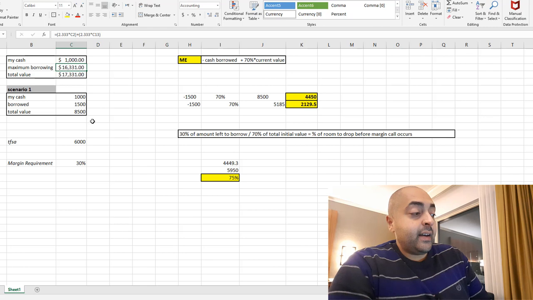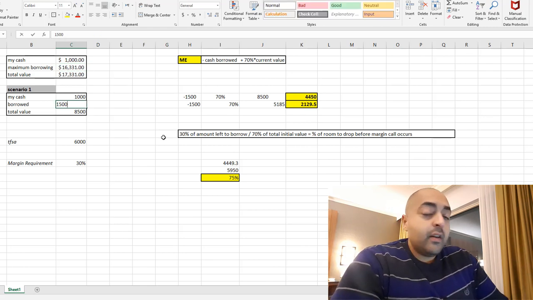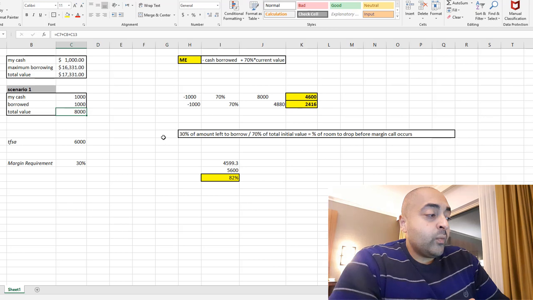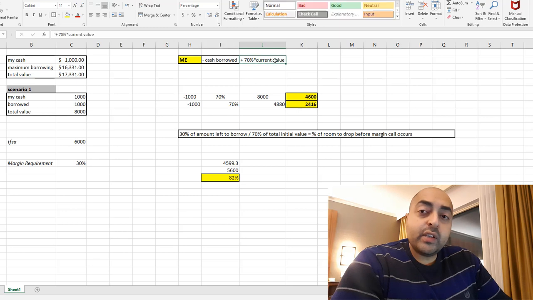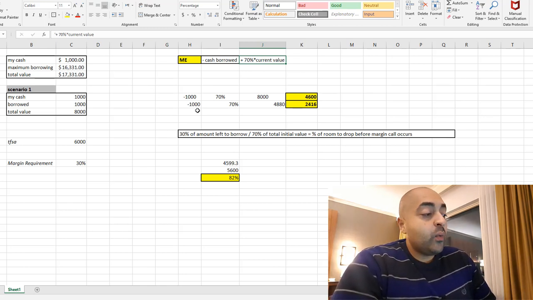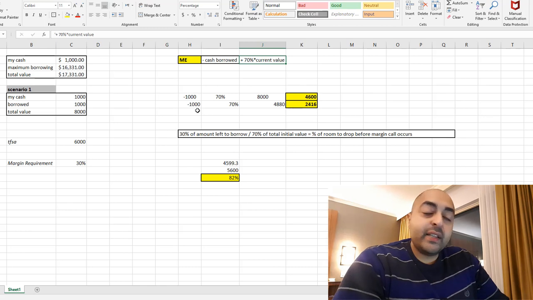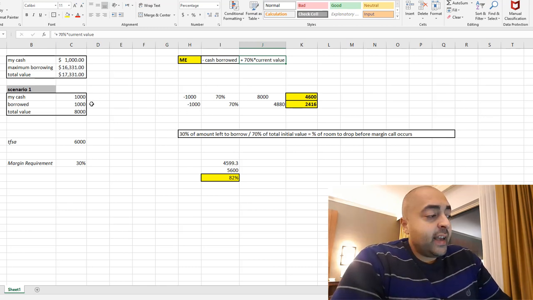Now let's say in this case, I only borrow $1,000. Remember in the first scenario, when I did that, the room I had for the stock to drop was 29%. In this case, the stock can drop 82% before a margin call is placed, because basically the current value here will include my TFSA, not just the purchase I made. The whole value of my TFSA portfolio plus the purchase I made in my margin account would have to drop by 82% before they place a margin call, in the case where I borrow $1,000 and fund $1,000.